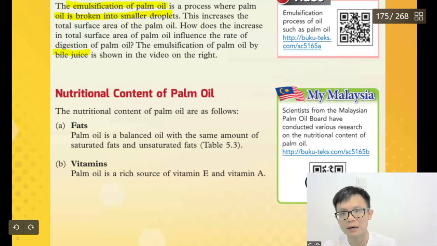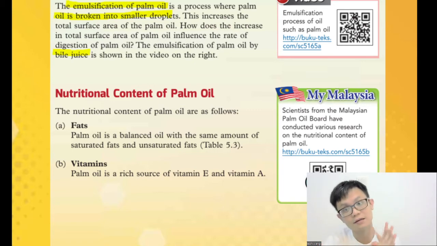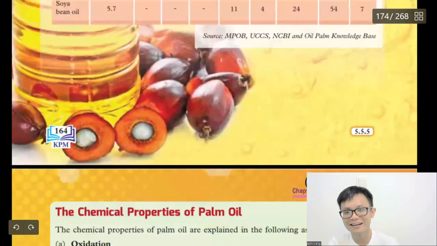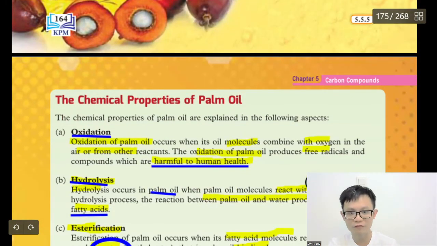Nutrition content of palm oil. I know people say that palm oil could be not healthy, got a lot of oil, but it depends. Some palm oil is very good, because here we learned that palm oil is harmful. We got free radicals. If I'm not mistaken, free radicals actually cause cancer. So if you eat a lot of these things, you get cancer.